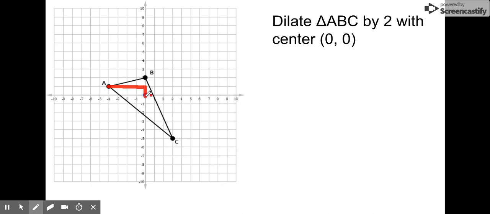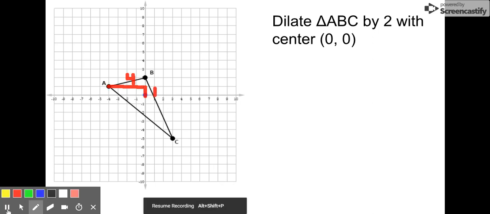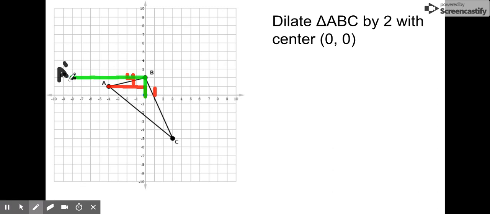So I notice that I'm going up 1 from my center and left 4. Because I'm dilating by 2, I want to make sure that my center of dilation has a slope triangle that's twice the size. So I need to be going up 2, left 8. So I can see that A prime is located at -8, 2.